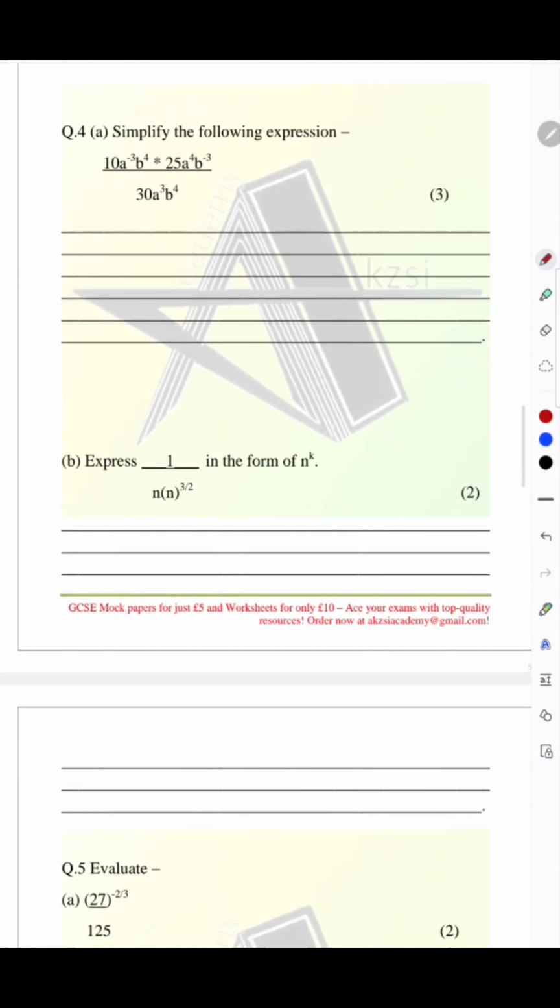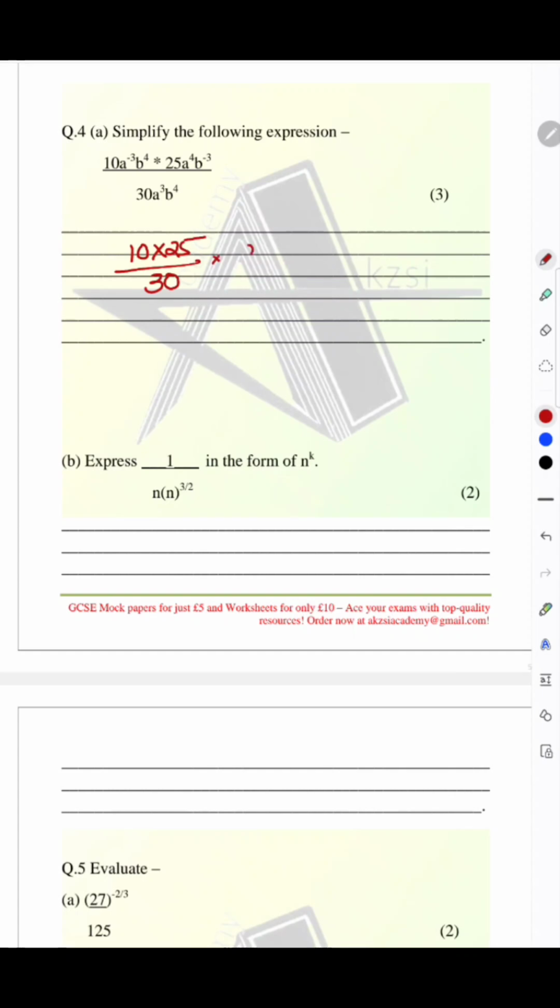Simplify the following expressions: 10a to the power of negative 3 b to the power of 4 times 25a to the power of 4 b to the power of negative 3, over 30a cubed b to the power of 4. See, you have to apply the operations with constants and variables separately. That means 10 is multiplied with 25 divided by 30. I'm just separating out the constants and numbers.